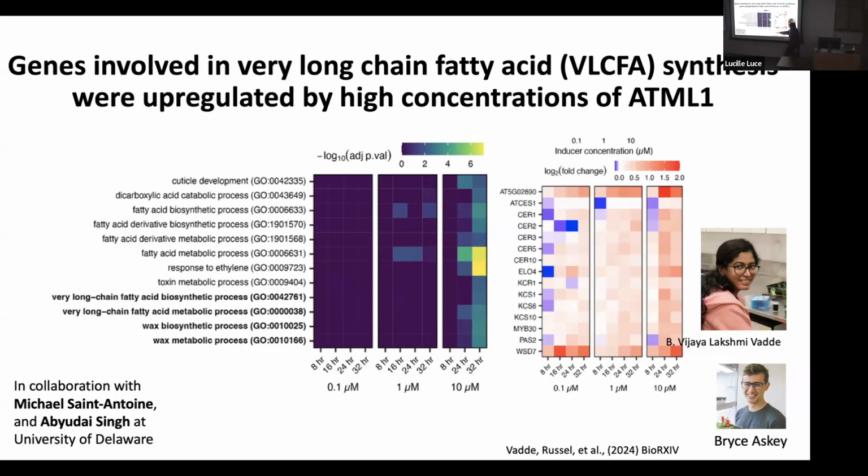You can see that here, both in our GO-term analysis, where we've got the high concentration of ATML1. You can see at the 24-hour and 32-hour time points, that's when they're upregulated, and they're not so much at the lower concentrations. Then she went in and looked at individual genes in the very long chain fatty acid biosynthesis pathway, and again found that they're really upregulated at the high concentration of ATML1 and not at the lower concentrations. That's exactly what we expect for a giant cell gene.